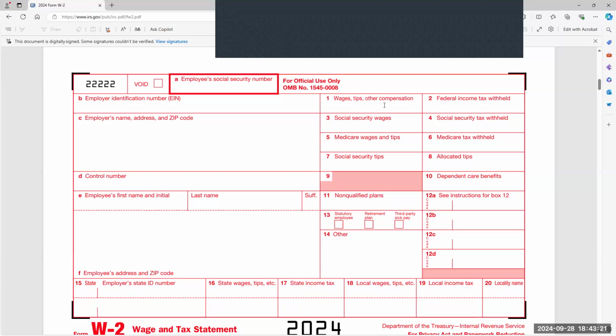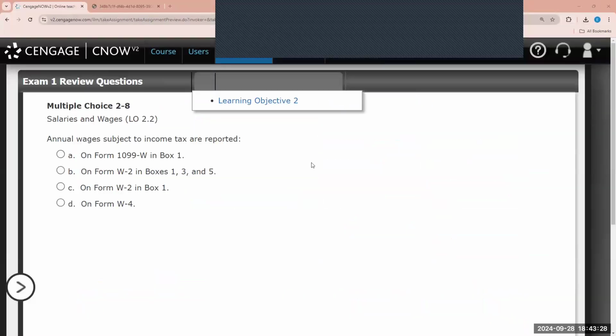then the total of all the box 1 amounts for those W-2s would be transferred to the Form 1040. All right, so just keep in mind, boxes 3 and 5 on a W-2 might be different from box 1. For those of you who decide you want to pursue taxation, box 1, 3, and 5 might not always be the same. But annual wages subject to income tax are reported on Form W-2, box 1. The correct answer is C.